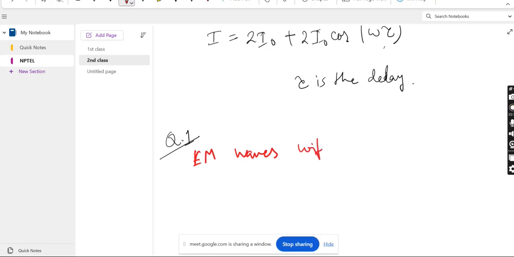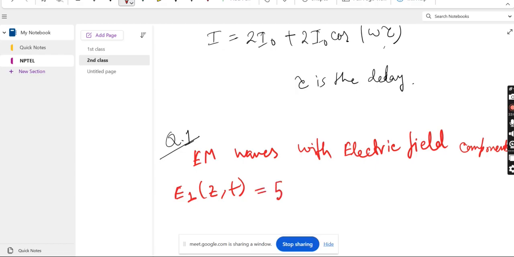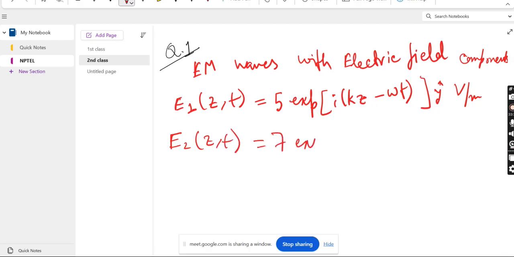Electromagnetic waves with electric field E1 equal to 5 exponential i (kz minus omega t) in the y direction, and E2 equal to 7 exponential i (kz minus omega t) in the x direction.